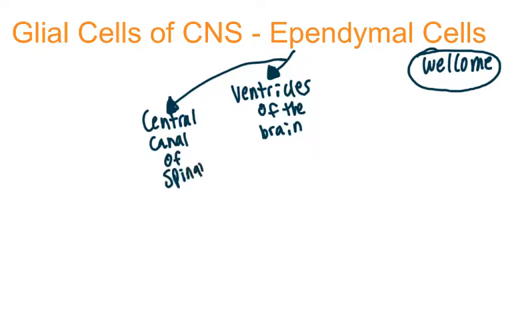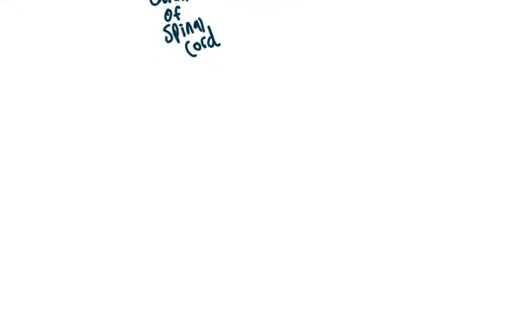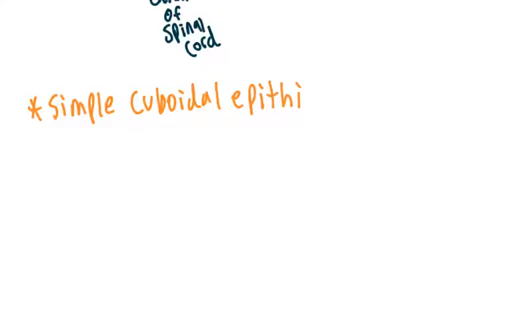So let's talk about the basic function of the ependymal cells. First things first, the ependymal cells are simple cuboidal cells. They're a type of epithelial cell, and the type is a simple cuboidal epithelial cell.